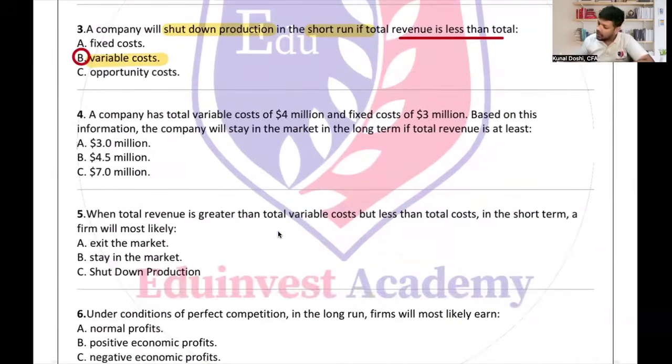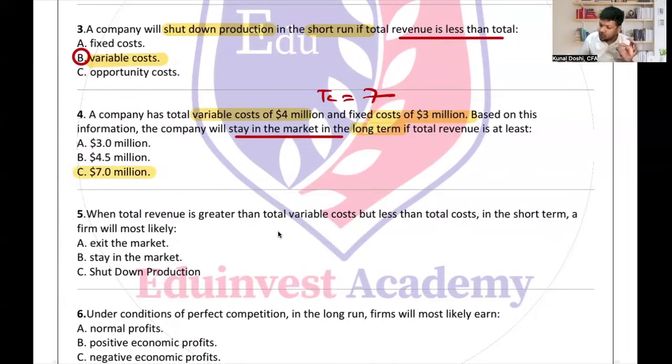Okay, see this. A company has a total variable cost of 4 million and a total fixed cost of 3 million. So what is your total cost? Fixed and variable together is 7 million. Based on this information, will the company stay in the market in the long run? Guys, in the long run, should you cover only variable or both? In the long run, you should cover both, right? So my answer will be 7 million.